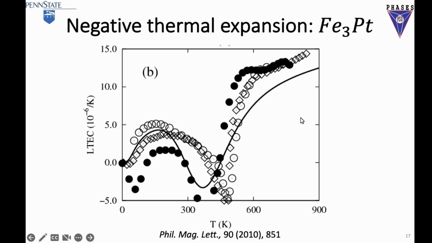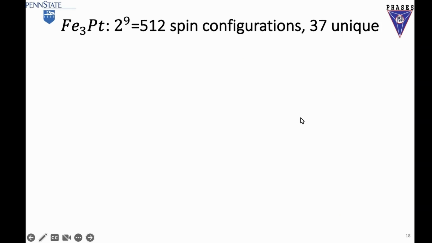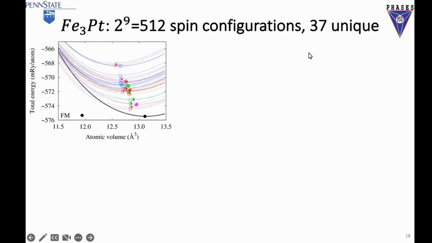This is called the Invar effect, discovered in 1897. So then we can predict it. So how do we predict? As shown, we have these 512 configurations. We calculate the free energy. We calculate the 37 unique ones. We calculate the total energy, the EV curve. That's the first thing you do when you do the DFT calculations.